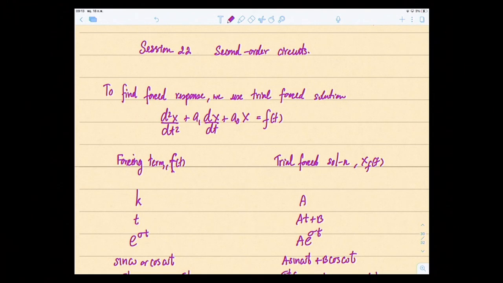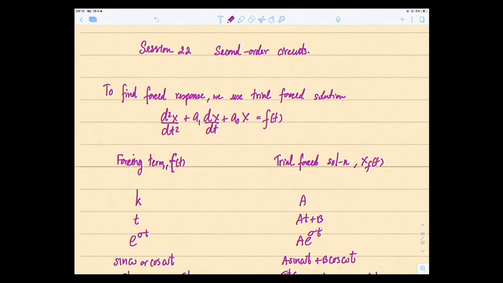Today I'm going to continue with second order circuits. This is our session 22. We started the second order circuit with session 20, I believe, right? In session 20, I was talking about the general terms and how to solve the second order differential equations. Then session 21 was about RLC source-free circuits.